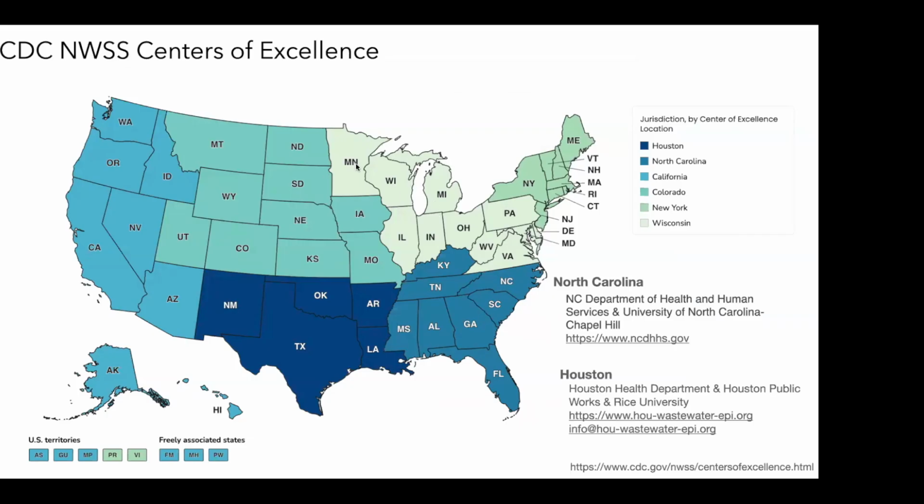I did not mention it previously, but for all the sites of the National Wastewater Surveillance System, there are 6 COEs, Centers of Excellence. In Wisconsin, we are one of them. I put that map up because you may have one in your area, like North Carolina, though I couldn't find any contact. If you are in that area, you should reach out to Houston if you have questions about some assays or how to implement some methodologies.